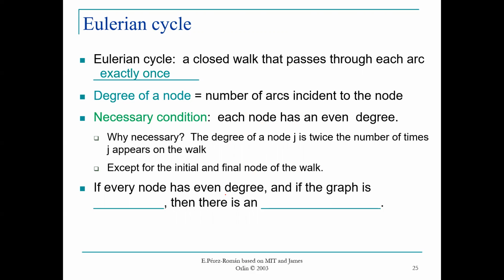Why is this necessary? The degree of a node J is twice the number of times J appears on the walk, except for the initial and final node of the walk. If every node has even degree, and if the graph is connected, then there is an Eulerian cycle. So we need these two conditions to be satisfied in order for such a walk to exist.